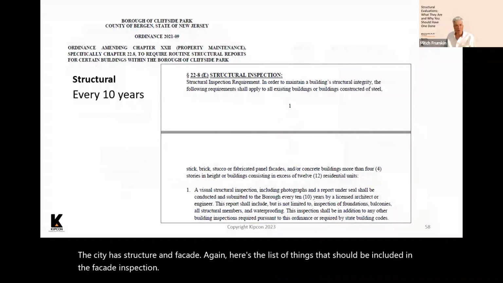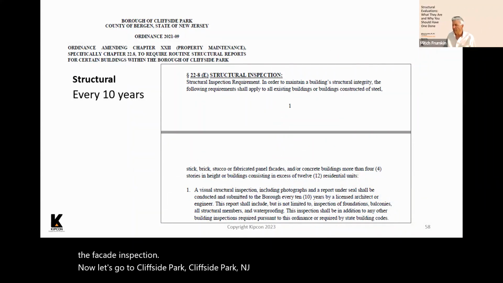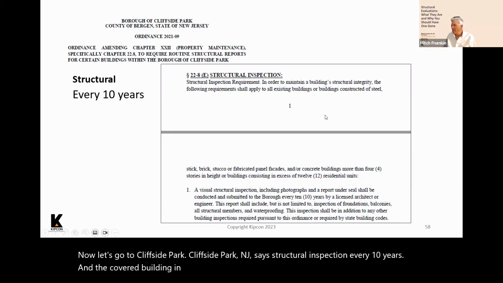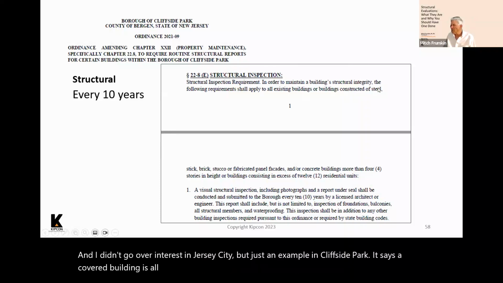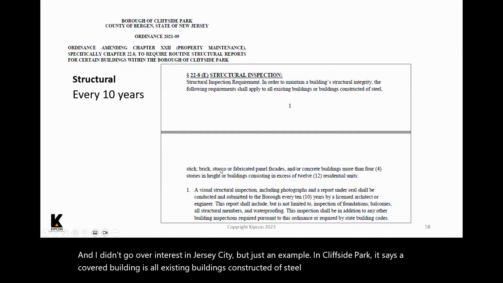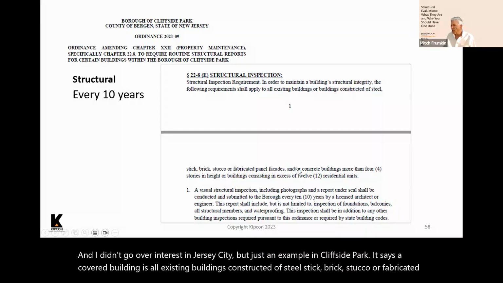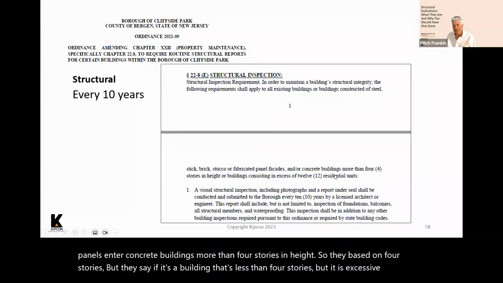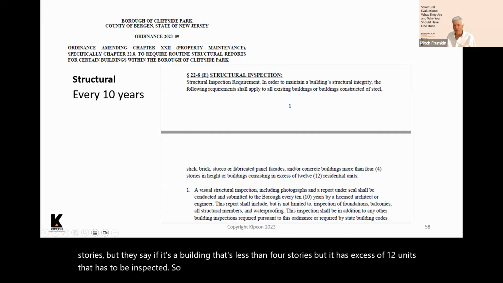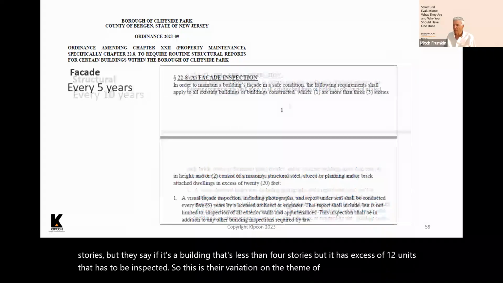Now let's go to Cliffside Park. Cliffside Park, New Jersey says structural inspection every 10 years. The covered building I didn't go over in Jersey City, but just as an example, in Cliffside Park, it says a covered building is all existing buildings constructed of steel, stick, brick, stucco, or fabricated panels, and or concrete buildings more than 4 stories in height. So they base it on 4 stories, but they say if it's a building that's less than 4 stories, but it has in excess of 12 units, that has to be inspected.